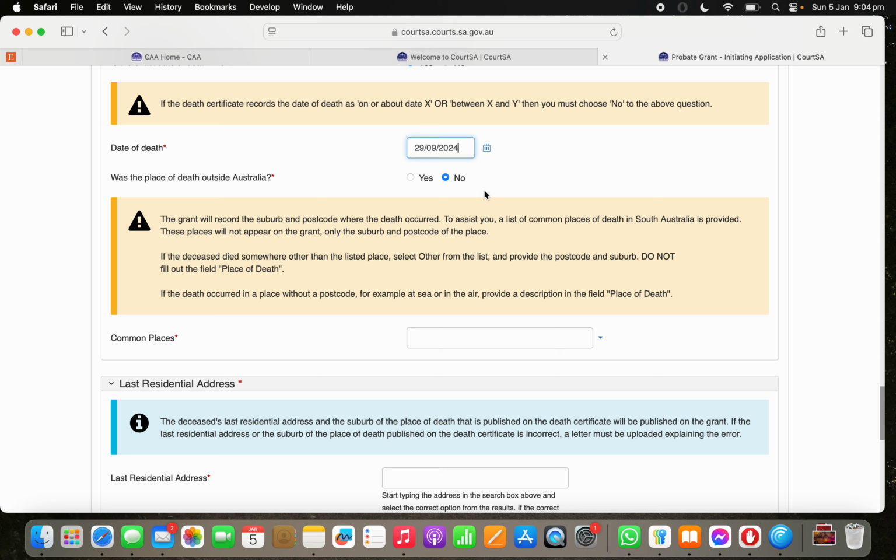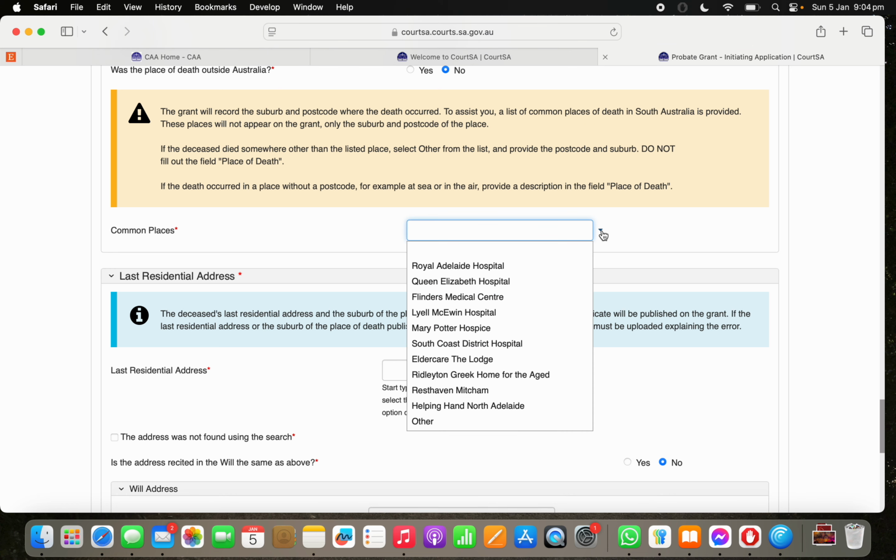Now, next question, was the place of death outside of Australia? Most of the applications we see, the death occurred in Australia, and if that is your circumstance, you can leave it at no. But where the death occurred outside of Australia, you need to tick yes. This may lead to questions around domicile, or you might have a foreign death certificate as well, and then these might lead to further complexities, and if that is the case, you may wish to seek the services of a lawyer specialising in wills and estates.